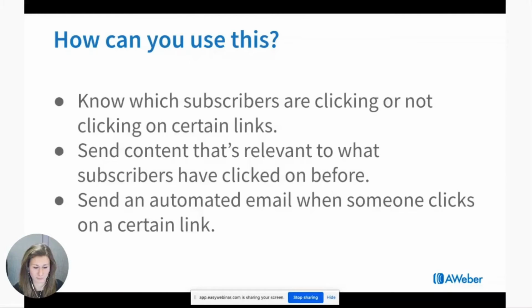So one of the ways you can use it is to know which subscribers are clicking or not clicking on certain links. Another way you can use it is to send content that's relevant to what subscribers have clicked before. So let's say you have a blog post about yoga and you see that someone clicked on that. Then you can send them more content about yoga in future emails because you know they're very interested in yoga. You can also send an automated email when someone clicks a certain link. So let's say, again, someone clicks on your yoga article. You can tag them yoga, and then you could have an automated email series set up that launches off the tag yoga.